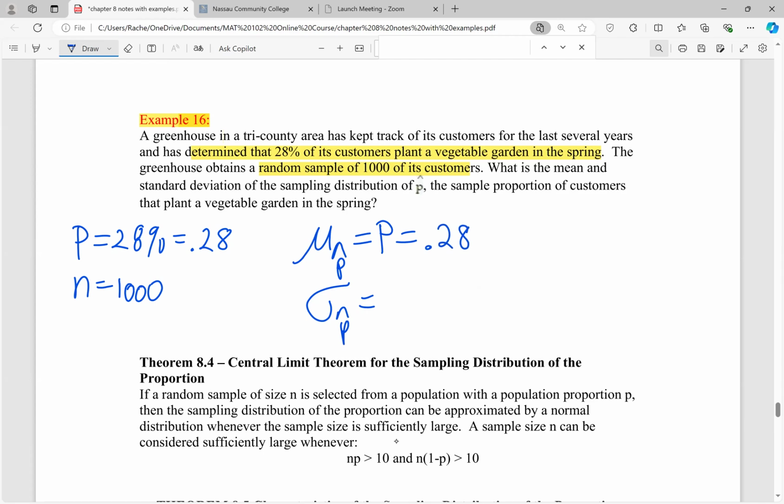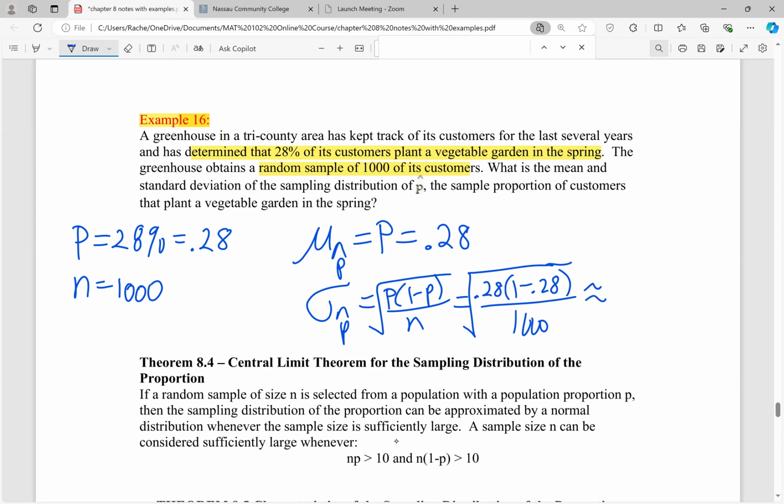And sigma sub p hat, like we did above, is equal to the square root of p times 1 minus p divided by n. So if we plug in, we're going to have the square root of 0.28 times 1 minus 0.28, and we're going to divide by n, which is 1,000. And anytime we calculate the standard error, I like to go 4 places. So I want you guys to plug this into the calculator. We're doing 0.28 times 1 minus 0.28, and then dividing that by 1,000. And we're getting 0.0142.